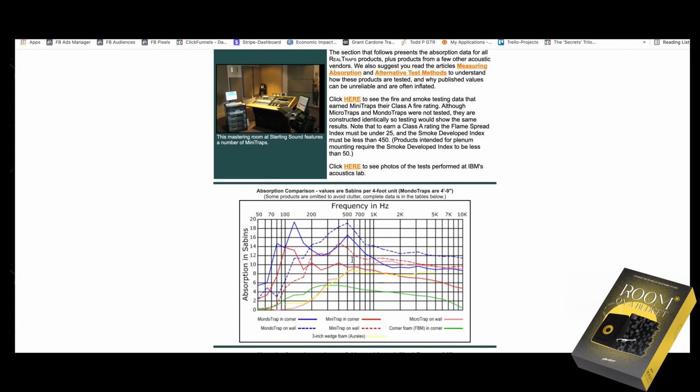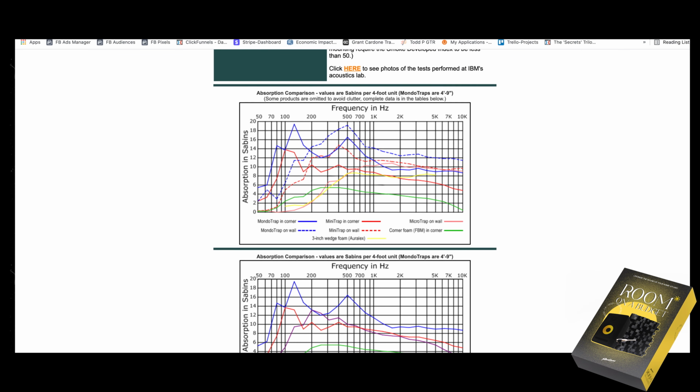So here I'm on realtraps.com, which I think has some of the best traps out there for absorbing low frequencies, right? So this is what we're focused on right here. And you can see here a Mondo trap in the corner is going to absorb a bunch of that 80 hertz area, but then it's going to get even more of that 130, 120, right? And then it's going to get a bunch of 150, and a bunch of 200, and a bunch of 500, right? So we want to look at the best broadband absorber for the issues within our room.